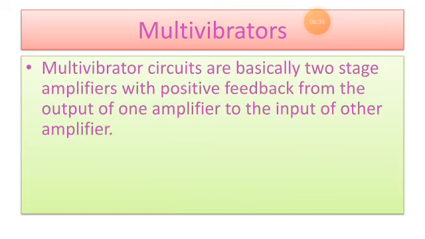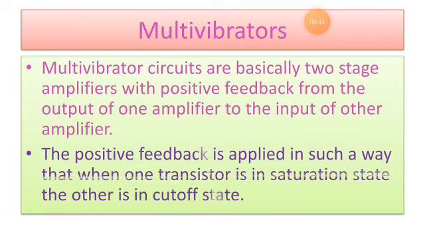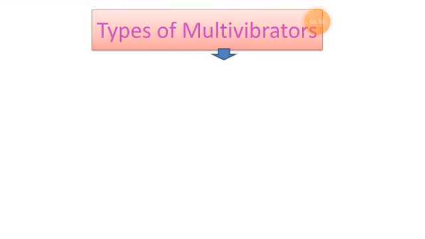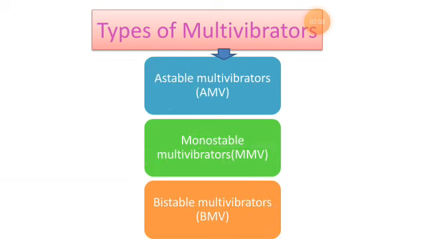Then what is this multivibrator? Multivibrator means exactly what? Multivibrator is nothing but a circuit that is basically a two-stage amplifier with positive feedback from output of one amplifier to the input of the other amplifier. Positive feedback is applied in such a way that when one transistor is in saturated state, the other is in cutoff state. In this unit, we have to study different types of multivibrators, that is astable multivibrators, monostable multivibrators or bistable multivibrators.